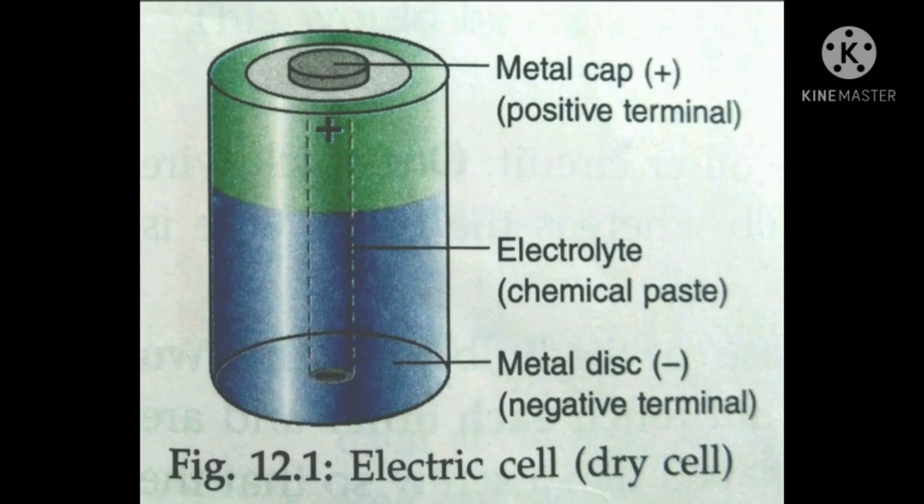We already discussed this one. An electric cell is a device that changes chemical energy into electricity. Listen carefully. An electric cell is a device that changes chemical energy into electricity. It produces a very small amount of electricity.